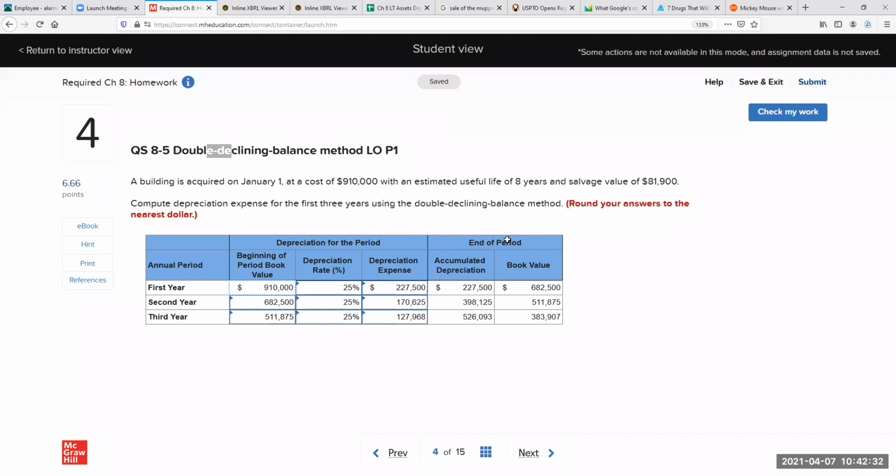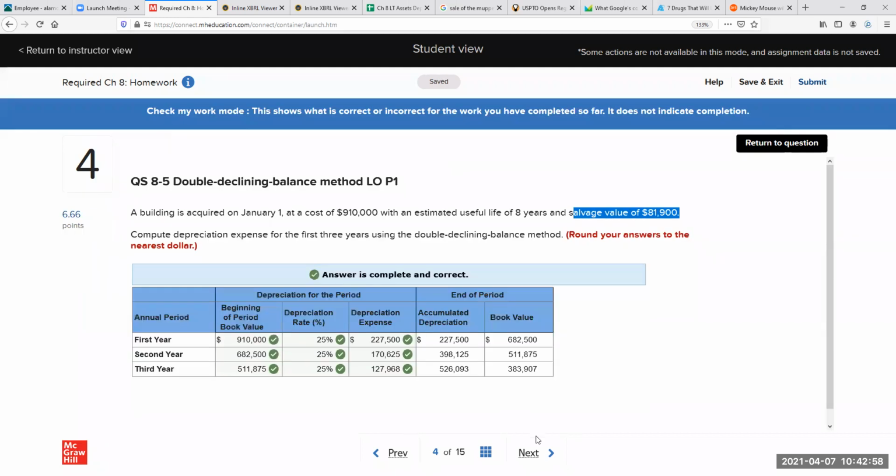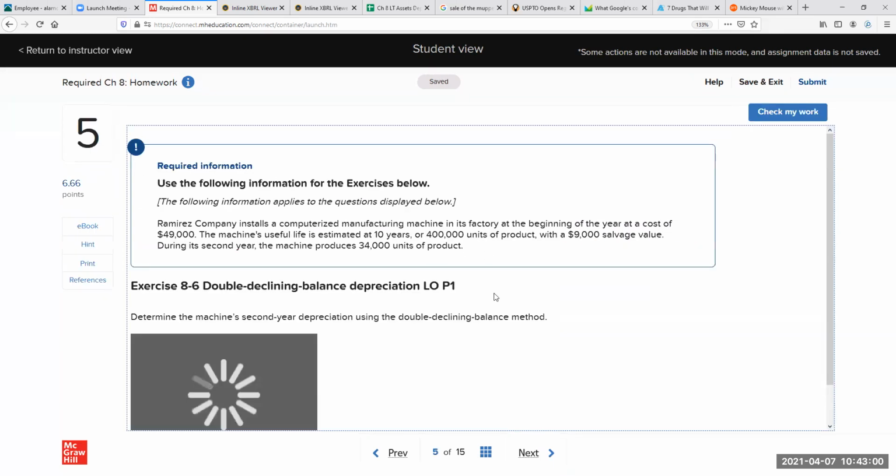It's 1/8. It goes 8 years, and we're only doing 3. The difference in this method is that it will subtract the salvage, which is this 81,900. You'll subtract that in the last year. It's different than the other method, straight line. Remember, straight line was cost minus salvage. In this one, the salvage is not subtracted till the last year. All right, do they like what we did? All right, we'll go on.